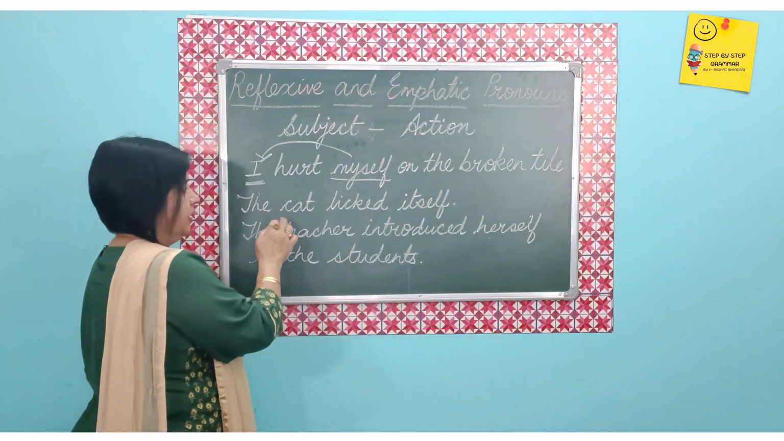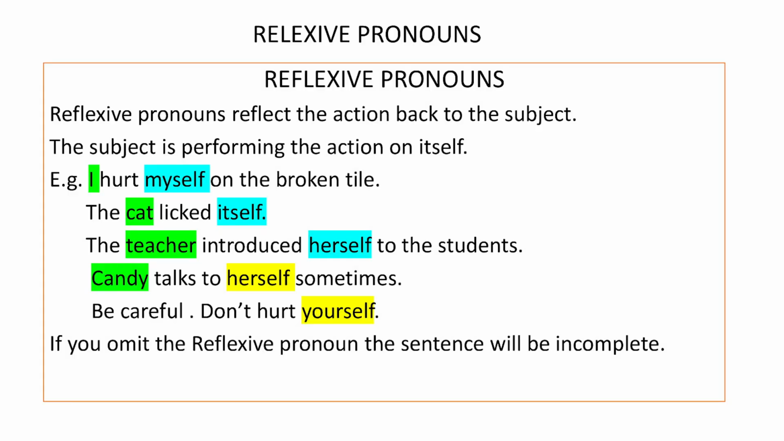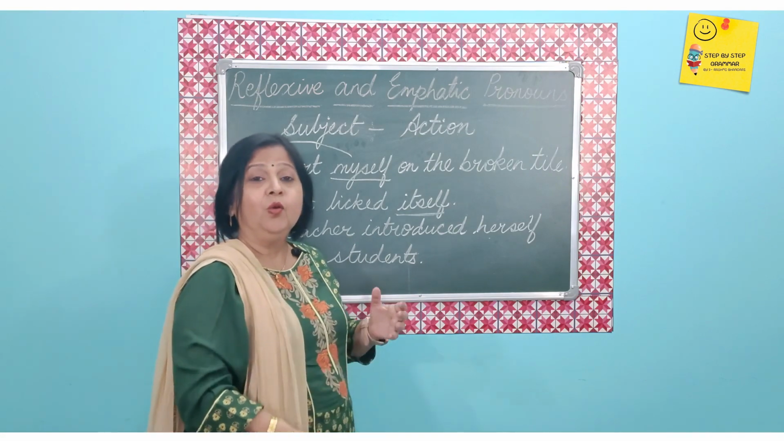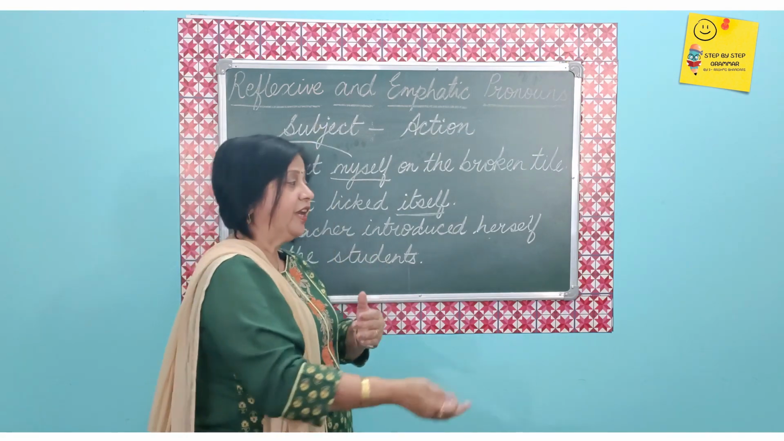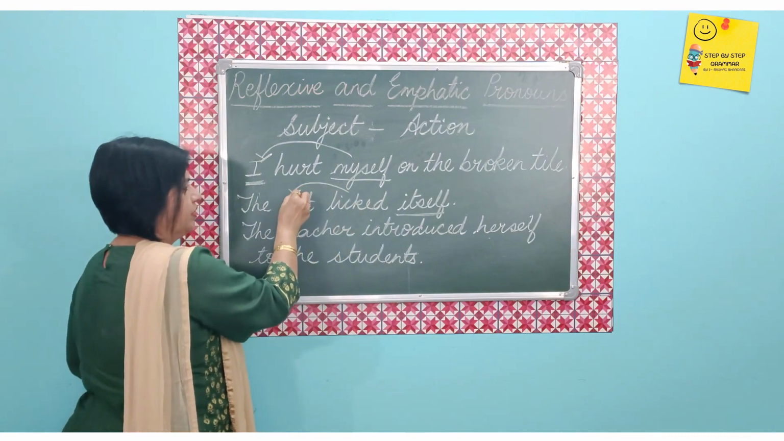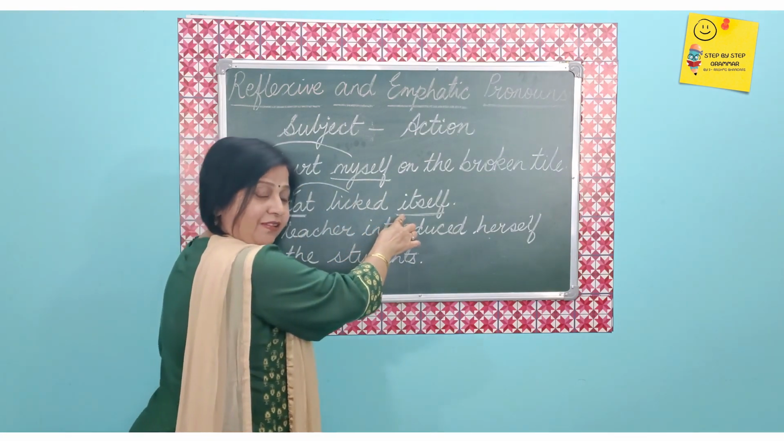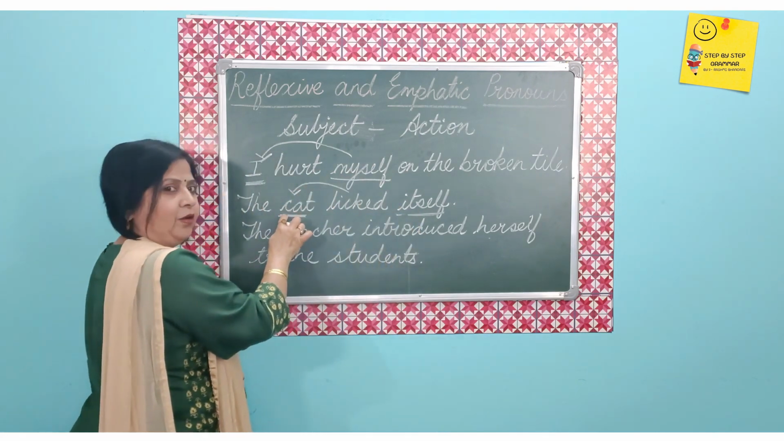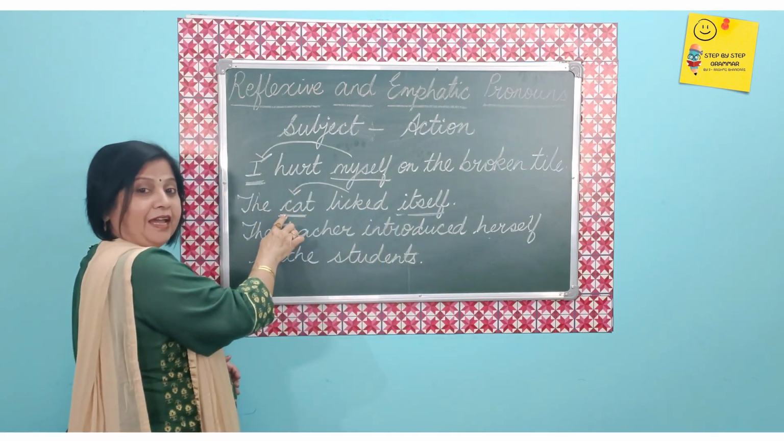Let us take this: the cat. Subject is the cat. Licked is the action. Reflexive pronoun: itself. Now the action of licking, the cat is licking itself. Whom is it licking? Itself. So the action is again coming back on the subject. This itself is the reflexive pronoun which is reflecting back onto the subject, the cat.